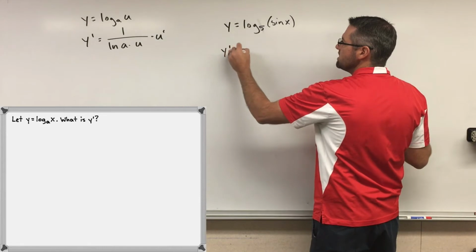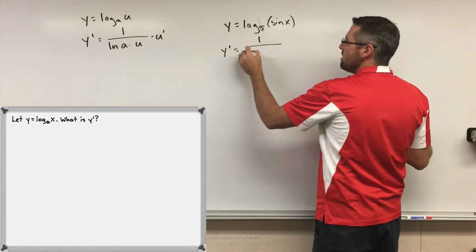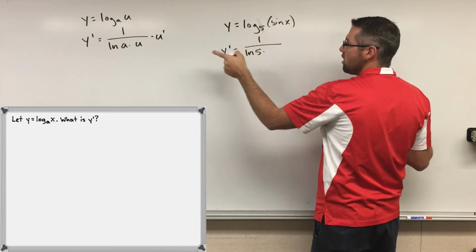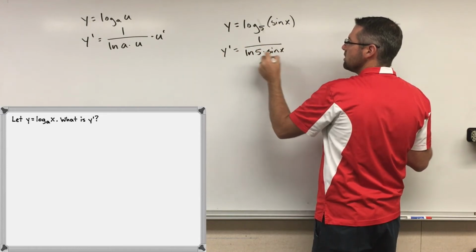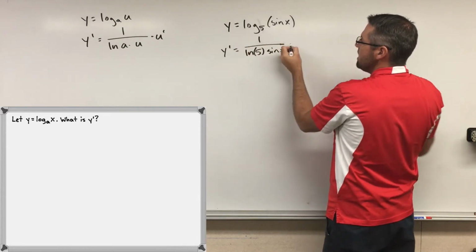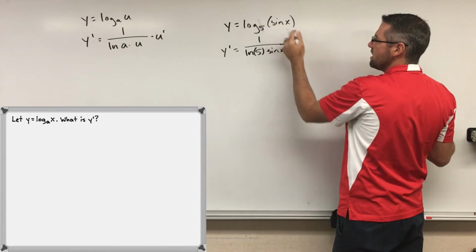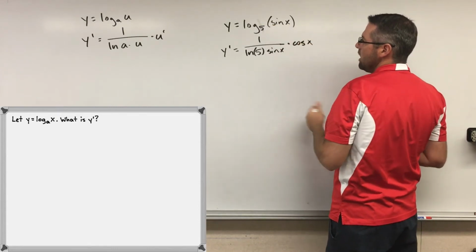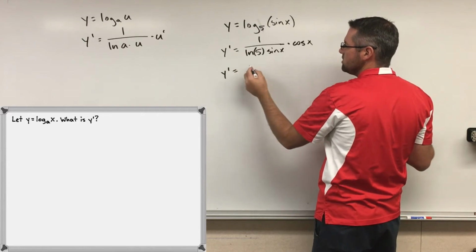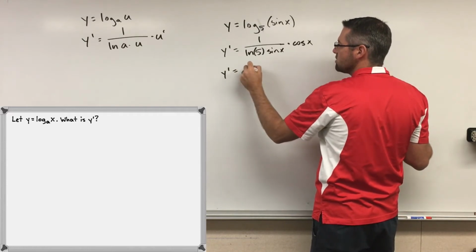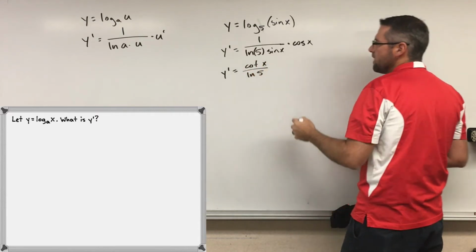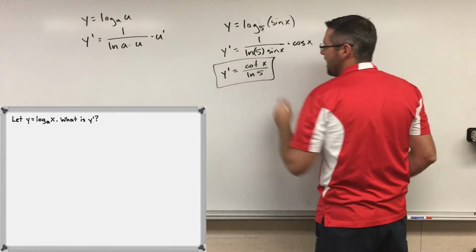But y prime is going to be 1 over the natural log of the base, so in this case the natural log of 5, times the argument, which is sine of x, put that in parentheses. So that's the derivative of the outside thing. Now we need to multiply it by the derivative of the inside thing, which is cosine of x. And then we could simplify this a little bit if we wanted to. Cosine over sine is cotangent, so we could write this as cotangent of x over natural log of 5 if we wanted to. Now, let's go ahead and prove that.